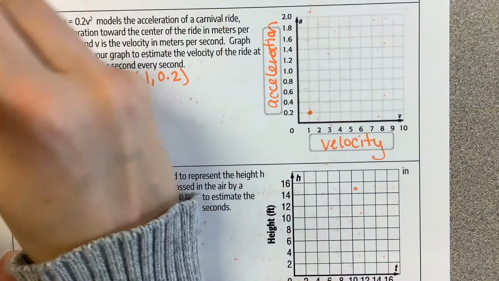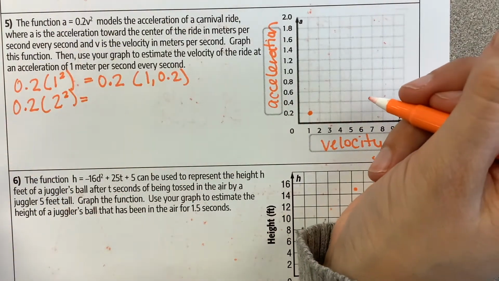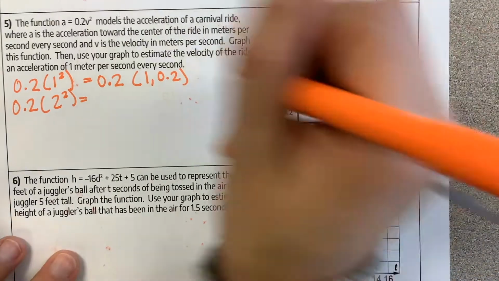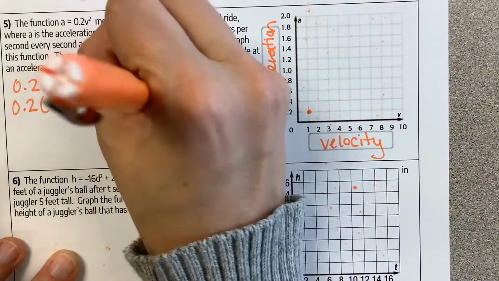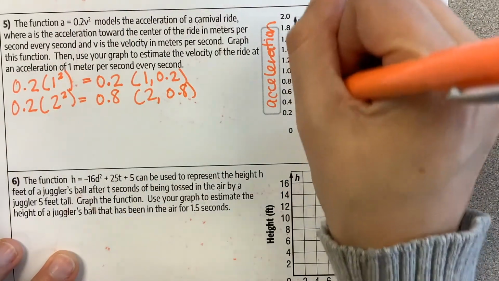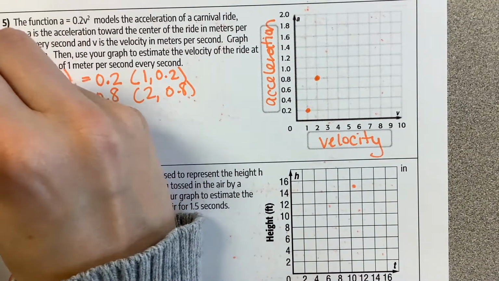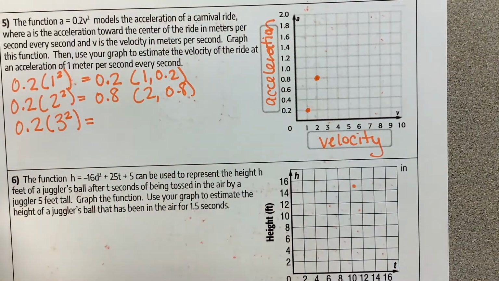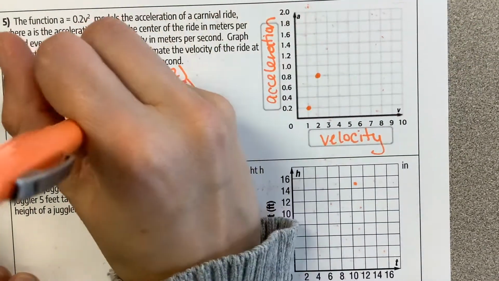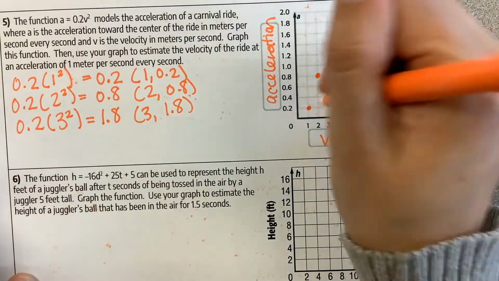Okay, let's plug in 2. 0.2 times 2 squared equals, well, 2 squared is 4. 4 times 0.2 is 0.8. So the ordered pair is 2, 0.8. Let's plug in 3. 0.2 times 3 squared equals, 3 squared is 9. 9 times 0.2 is 1.8. So our ordered pair is 3, 1.8.